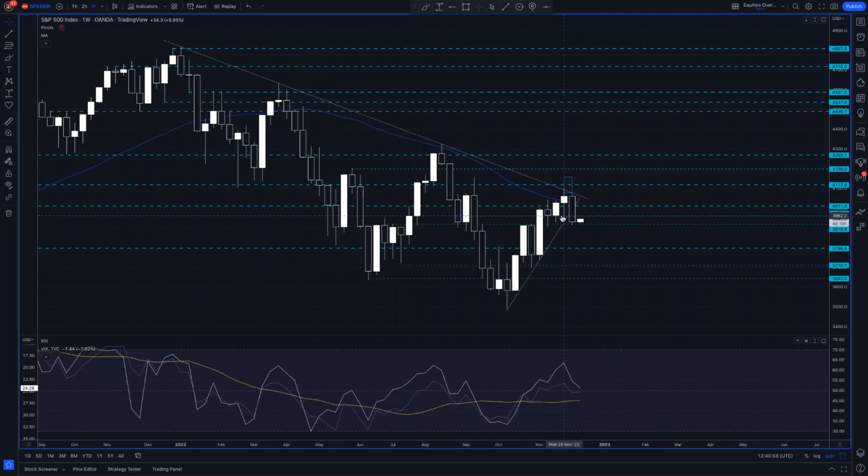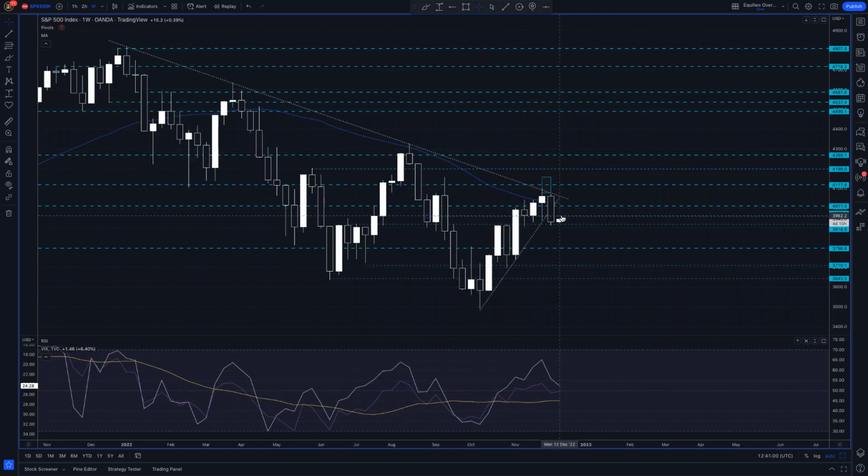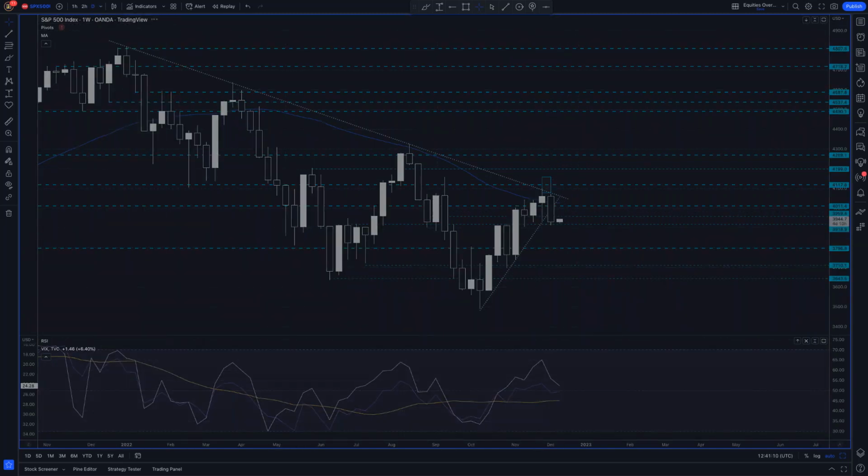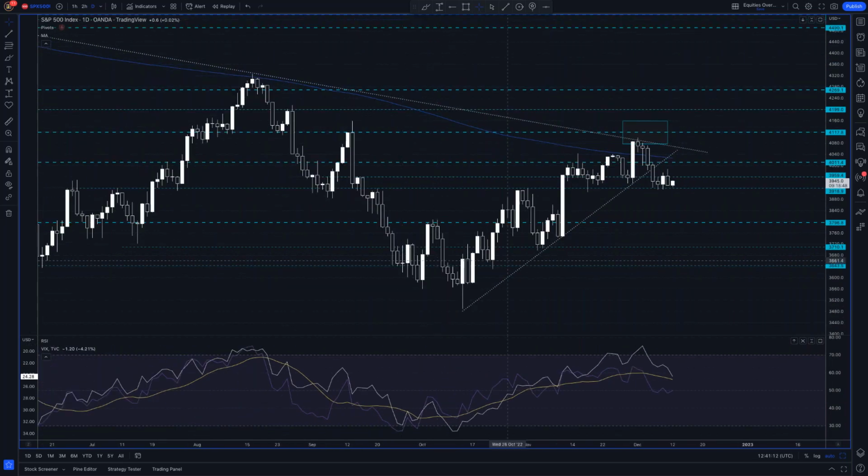If Powell is more hawkish and suggests rates have to go higher than the markets have previously expected, then technically prices are trying to push lower. And if you look at this on the daily chart, you've got this near-term trend line broken, retesting, rejecting. If hawkish Powell, then we expect this to move down to that 3,800 region. So watch out for that on Wednesday.